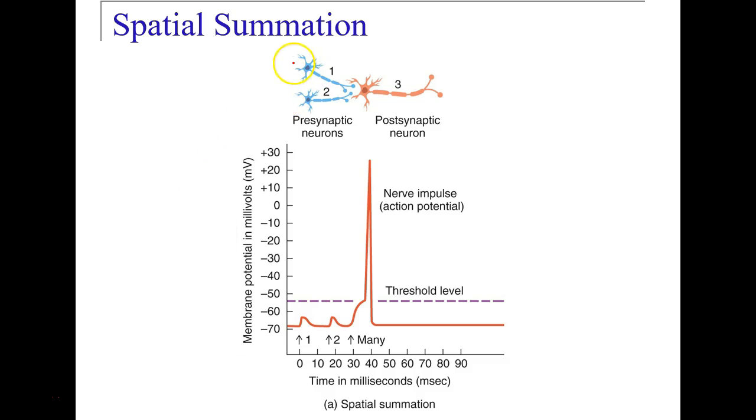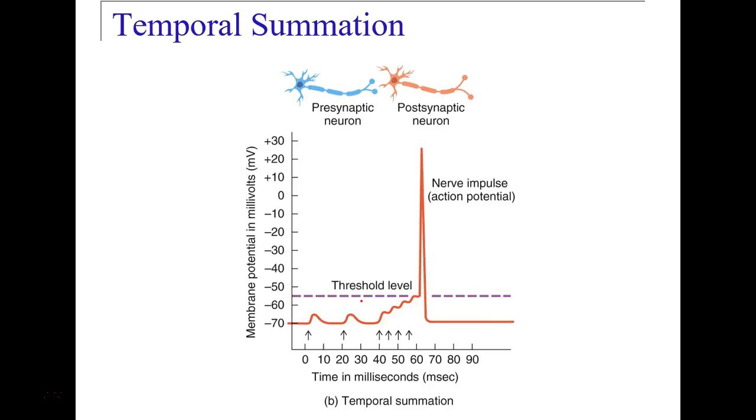So spatial summation, multiple neurons to one neuron, trying to cause threshold to be reached. So see here, multiple stimuli to reach threshold. Temporal summation, we have one neuron continually releasing neurotransmitters until we can build up enough to cause threshold to be reached, creating an impulse.